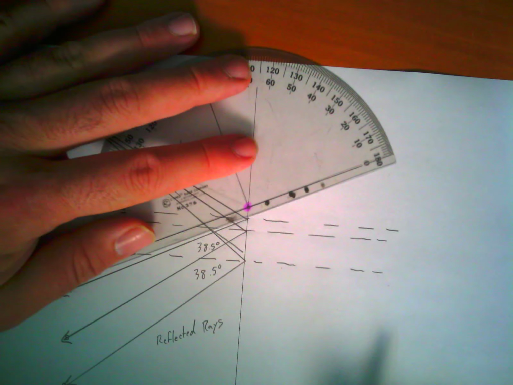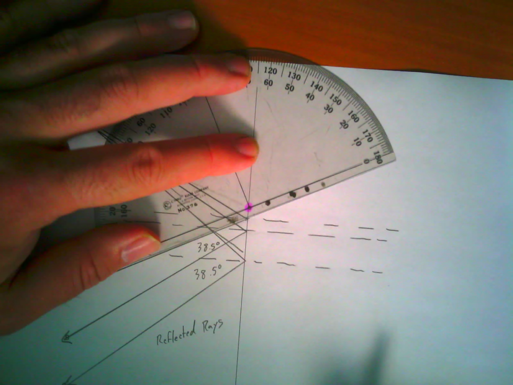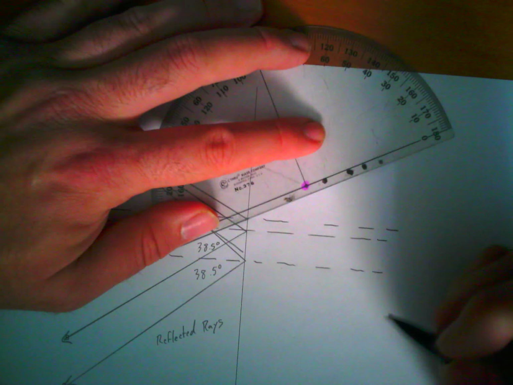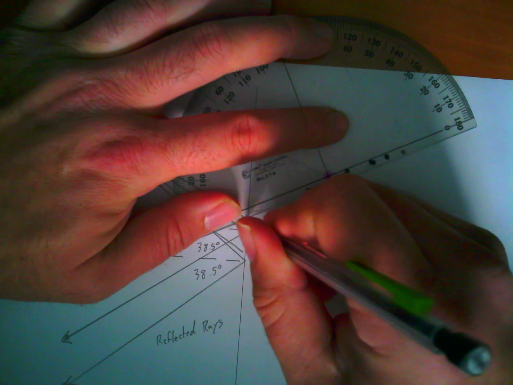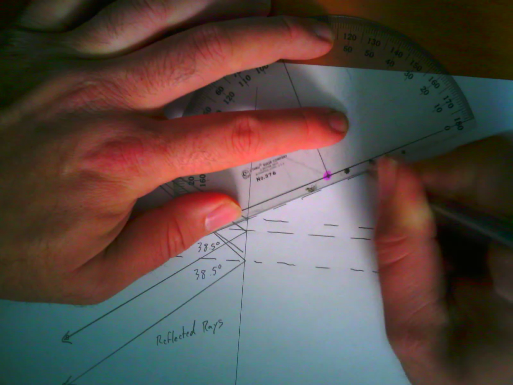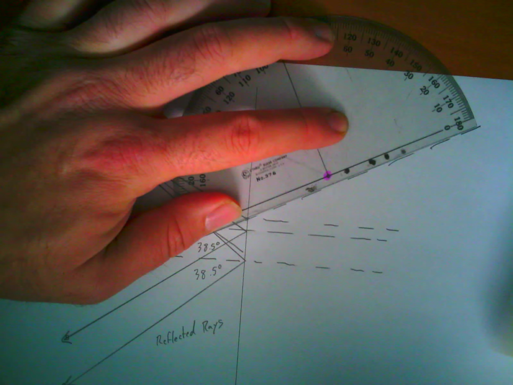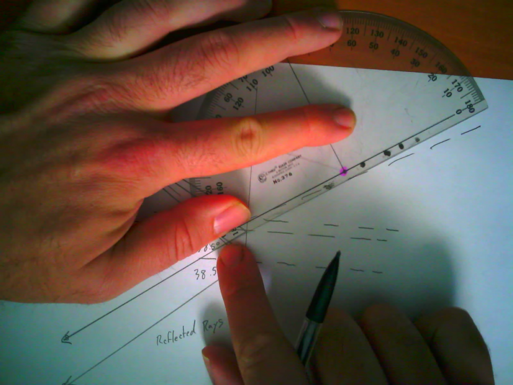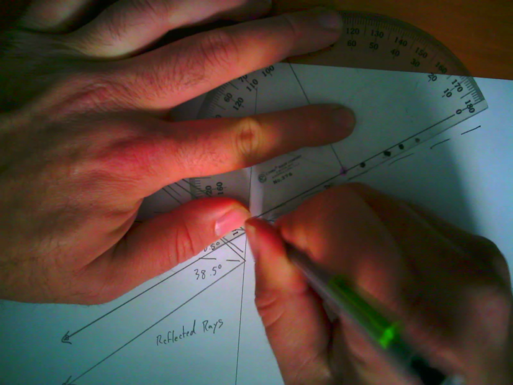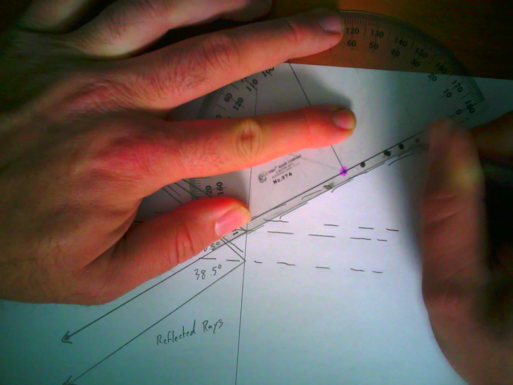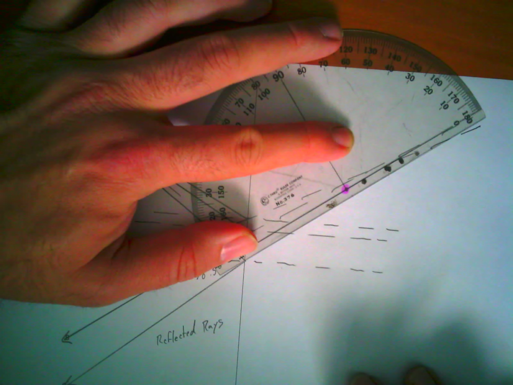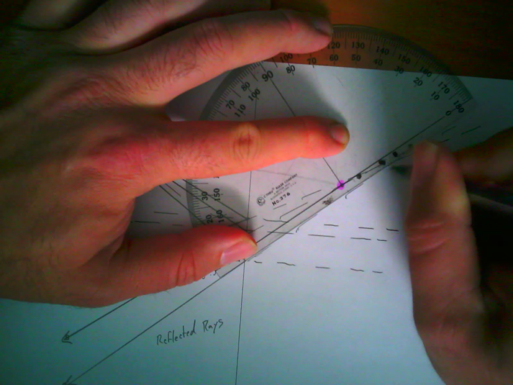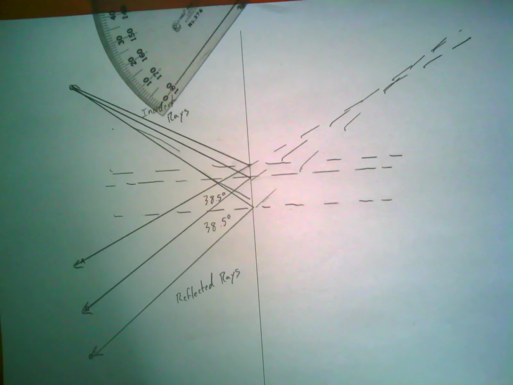Once we're done labeling and measuring our incident and reflected angles, I want to take each of your reflected rays and trace them back to the other side of the mirror. Use a straight edge. I'm going to do the second one now. Notice I've got it lined up on this reflected ray, and I'm just going to make a dotted line that goes back. And lined up on the reflected ray, make a dotted line that will go back to the other side of the mirror. This is the other side of the mirror where there is no light.